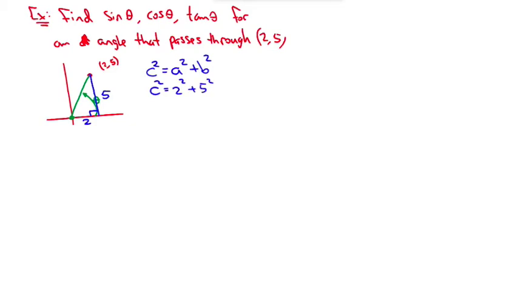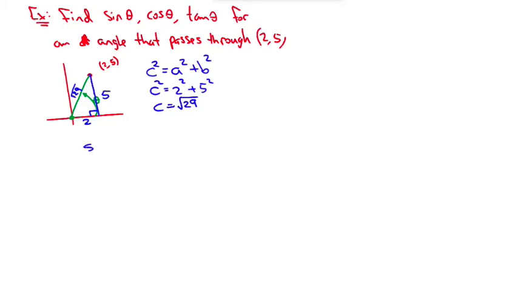So a is 2 squared, b is 5 squared, so that's 4 plus 25, which is 29. C squared is equal to 29, so c equals the square root of 29. So the radius here, or the hypotenuse, is the square root of 29. And once you have your 3 sides, everything else falls into place.